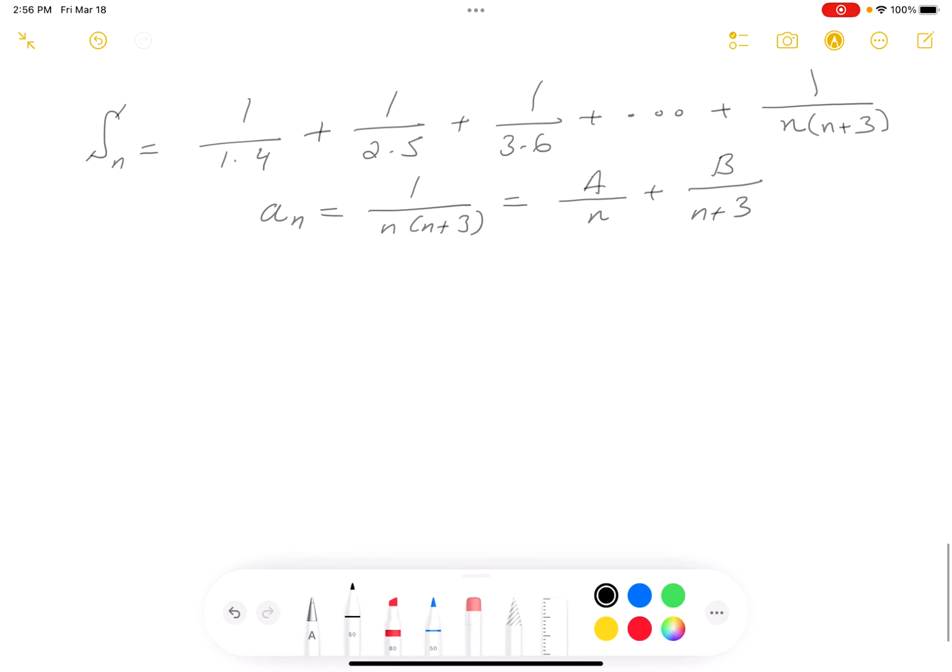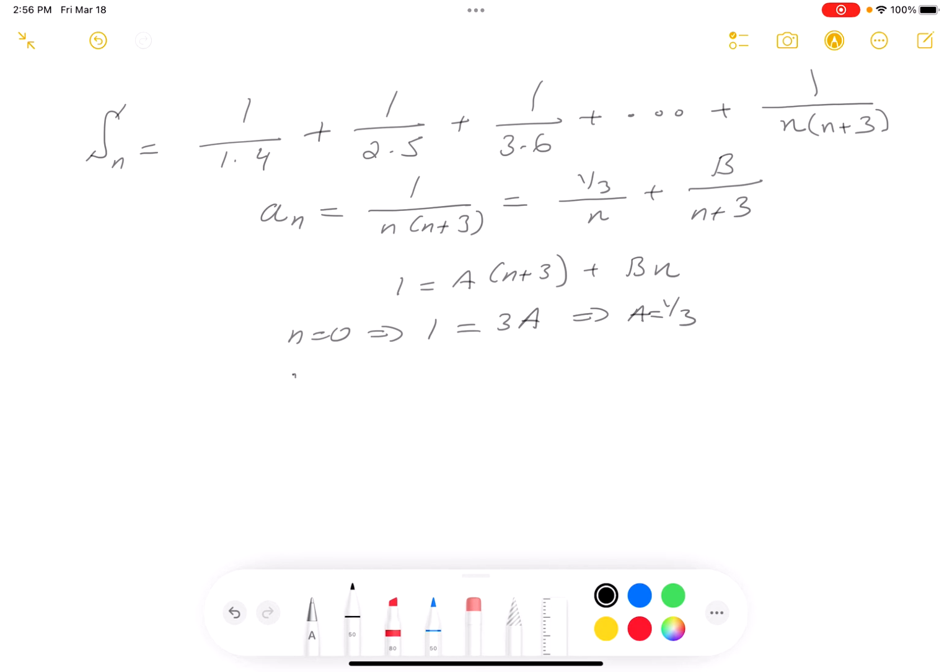Let me multiply both sides with the LCD. You would get 1 equals a times n plus 3 plus b times n. I'm going to take n to be 0, relatively simple. You would get 1 equals 3a. The b disappears because the coefficient would be 0. So a would equal 1/3. Let me get my eraser out, and I'll put the 1/3 there.